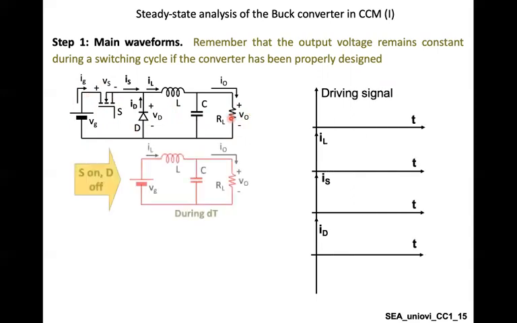Let's start by considering the case where your switch is turned on. You can understand, my dear students, that once your switch is turned on, this is a short circuit, which makes this point automatically equal to VG, as you can see, and this point is grounded, which means that the diode here is in a reverse condition.